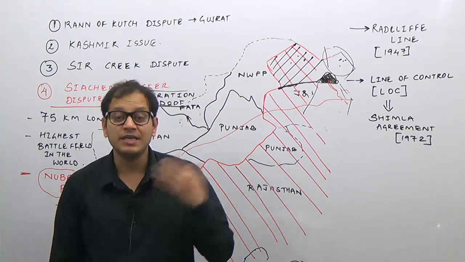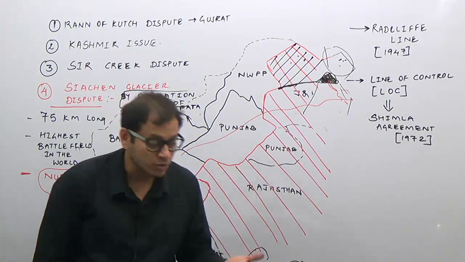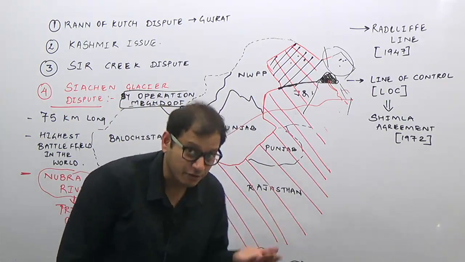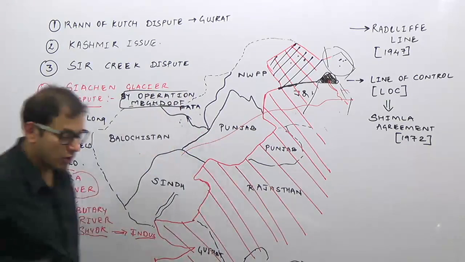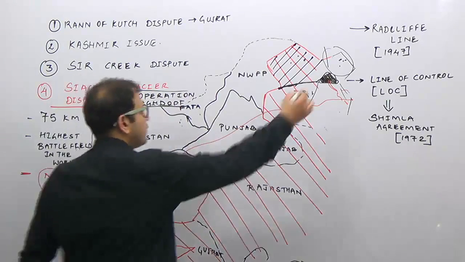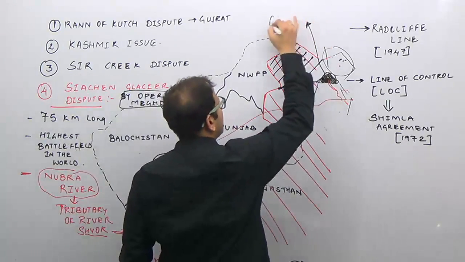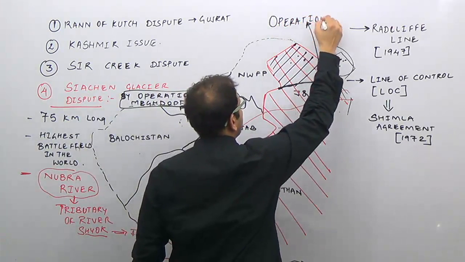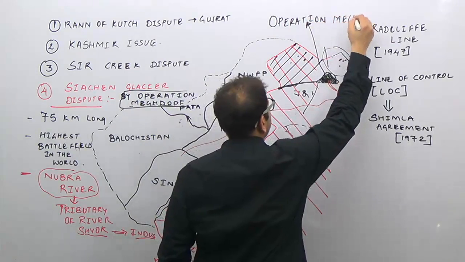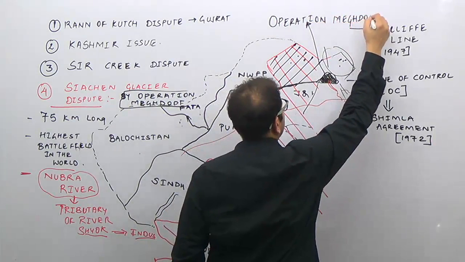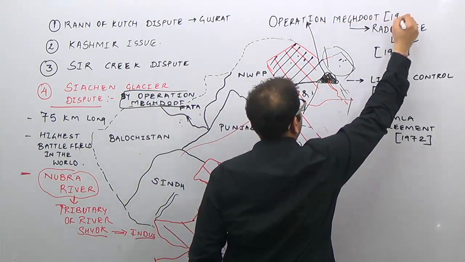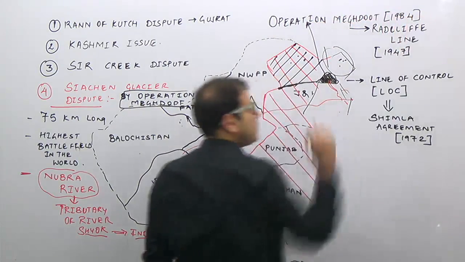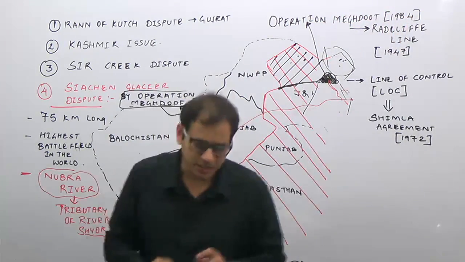In which year did India launch Operation Meghdut? It was launched in 1984. By launching Operation Meghdut in 1984, India occupied the Siachen Glacier region.